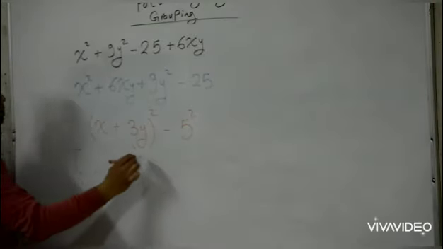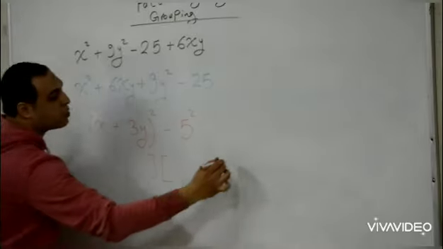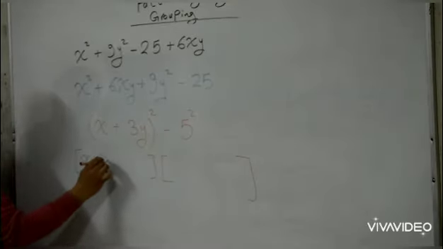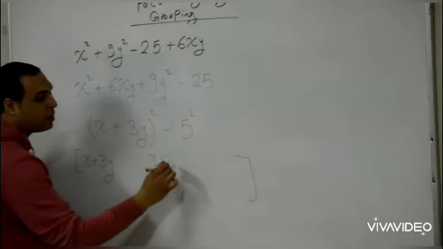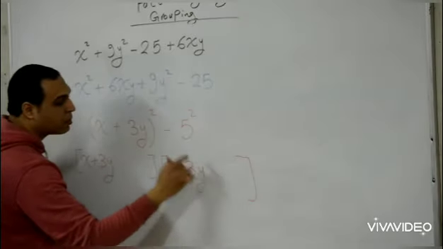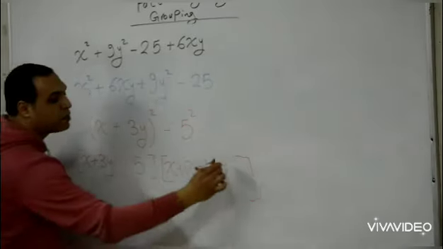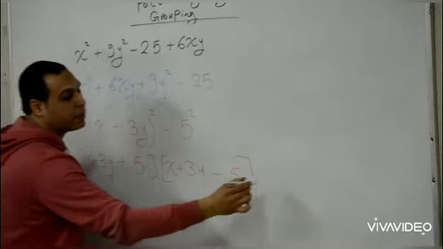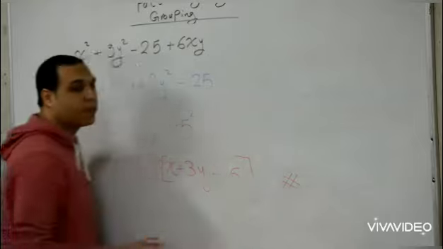Then it will be factorized as a difference of two squares, x plus 3y plus 5, x plus 3y minus 5. One bracket is positive and the other is negative. Thanks.